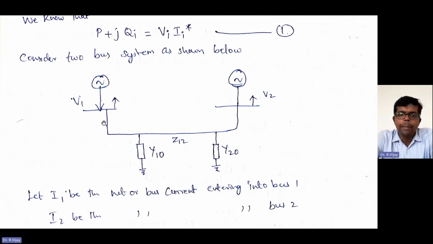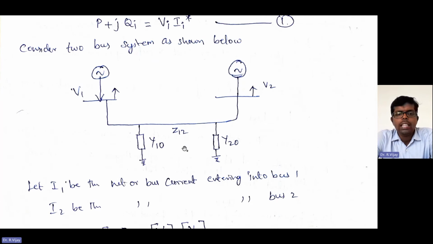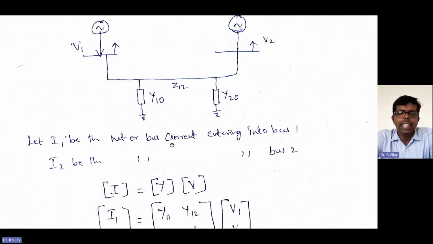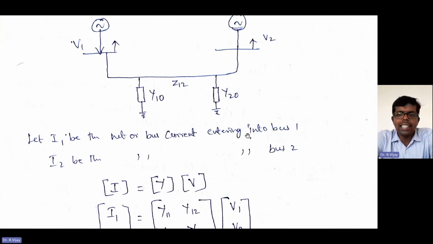And the impedance between bus number 1 and 2 is Z12. That is, the admittance Y12 is equal to 1 divided by the impedance Z12. So let I1 be the net current or bus current entering into bus 1.